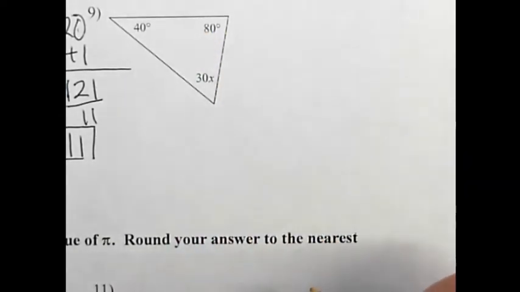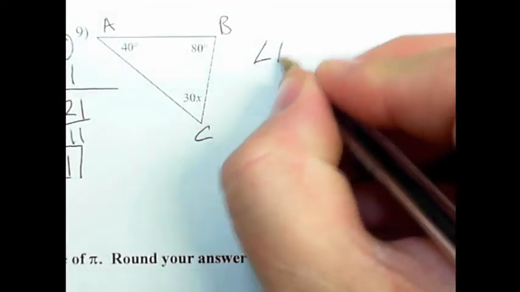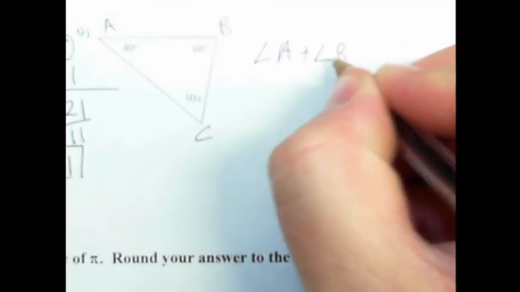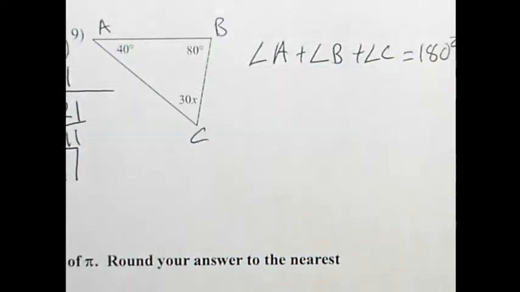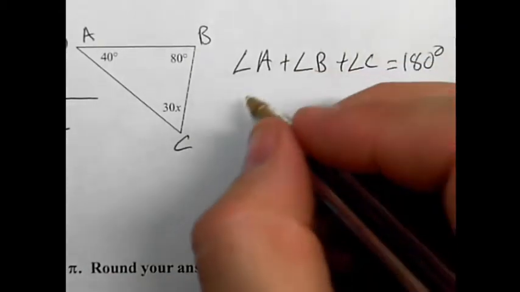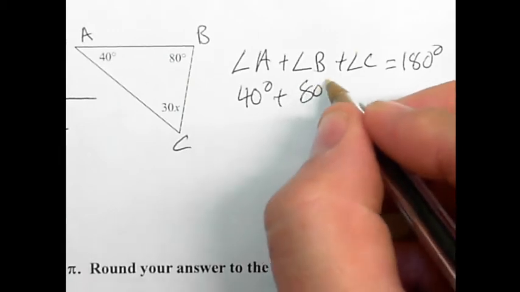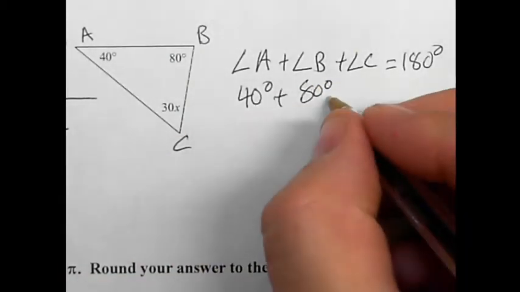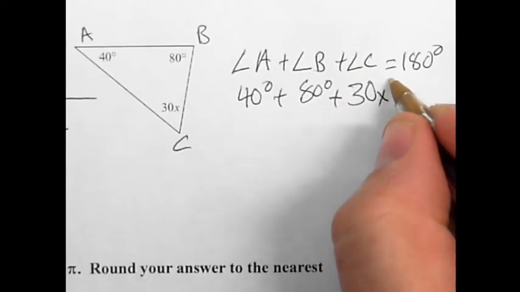Number 9, we're supposed to find x. Well, this is angle A, this is angle B, and this is angle C. It's a triangle, and angle A plus angle B plus angle C will equal 180 degrees. Angle A is 40 degrees, plus angle B, which is 80 degrees, plus angle C, which is 30x degrees.